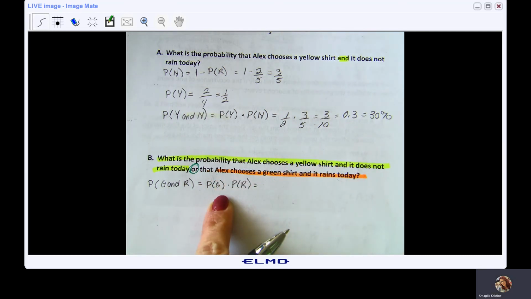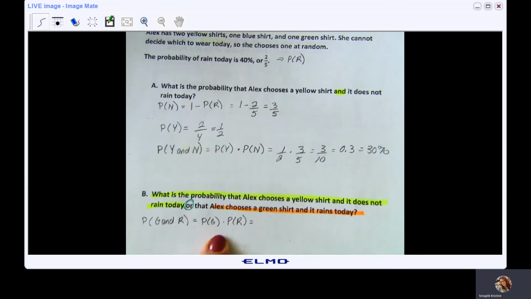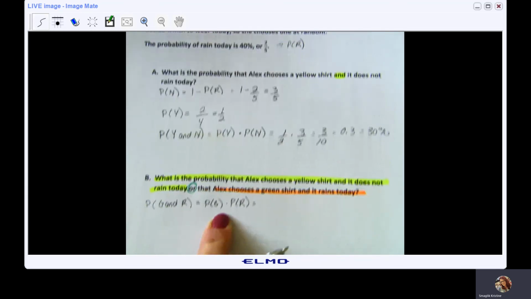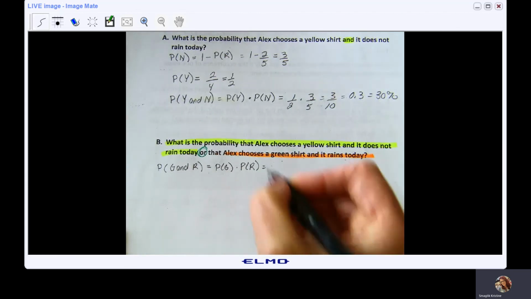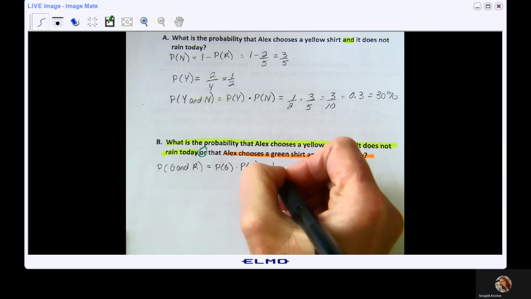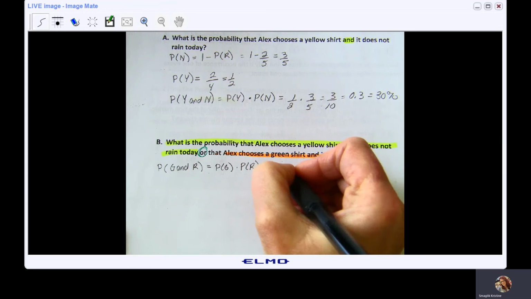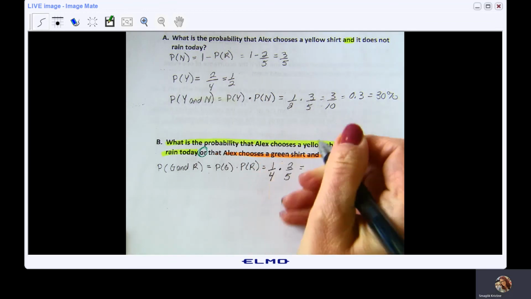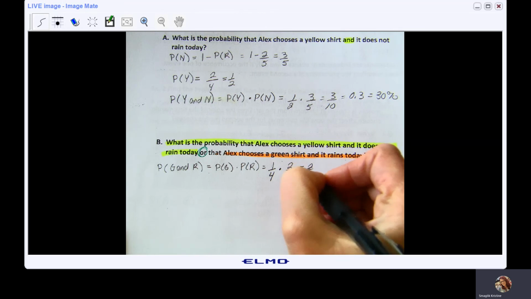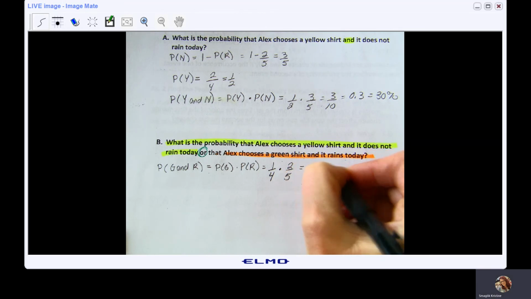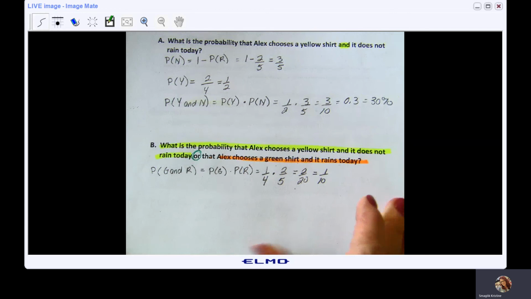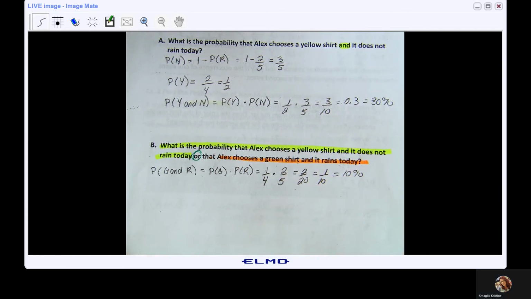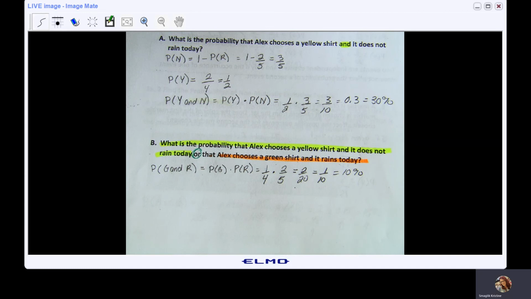The probability of a green shirt, let's see, what do we got here? There's only 1 green shirt, so that's 1 out of 4. And the probability that it will rain, we were given that was 2/5. So we get 2 over 20, which reduces down to 1 over 10, which is also 10%.